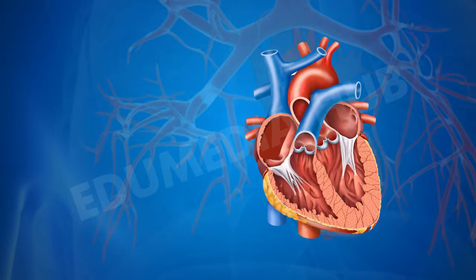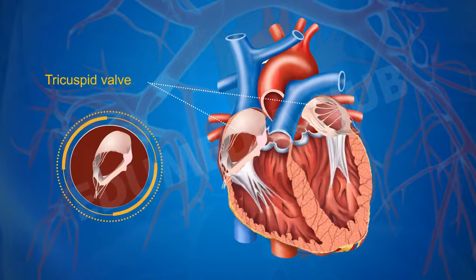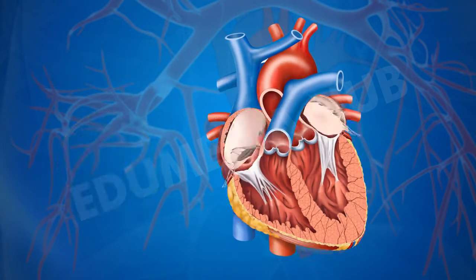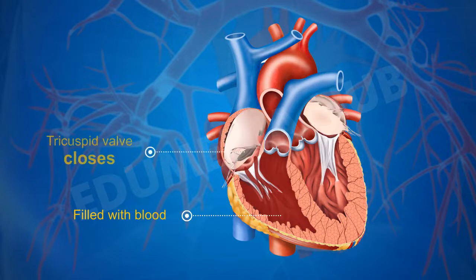The right atrium contracts, systole, and pumps deoxygenated blood into the right ventricle through the open tricuspid valve. At the end of the atrial contraction, the right ventricle gets filled with blood. The tricuspid valve closes. This prevents the backflow of blood into the right atrium.